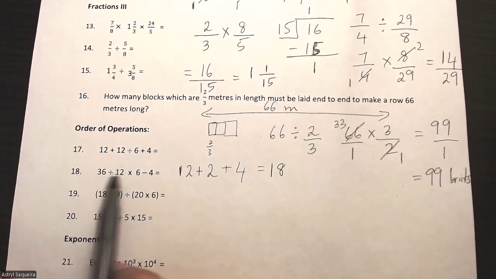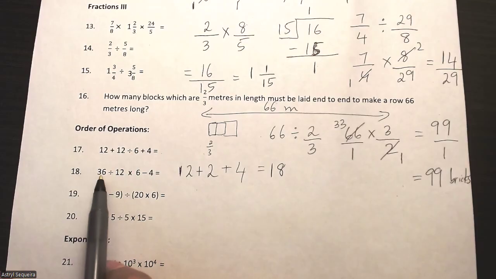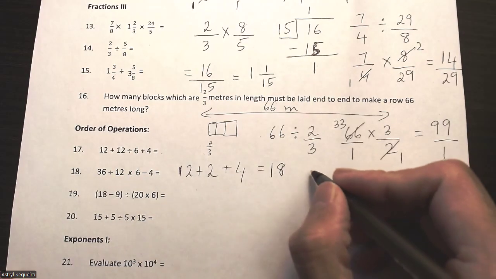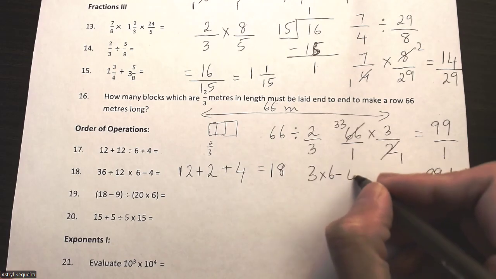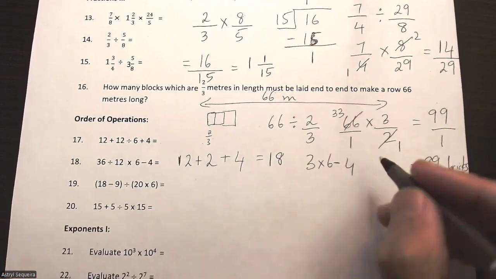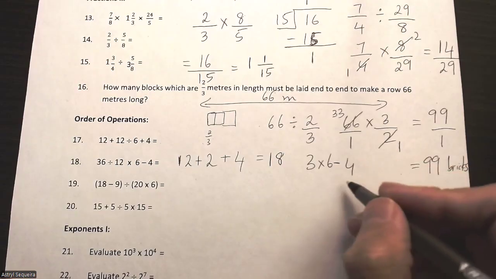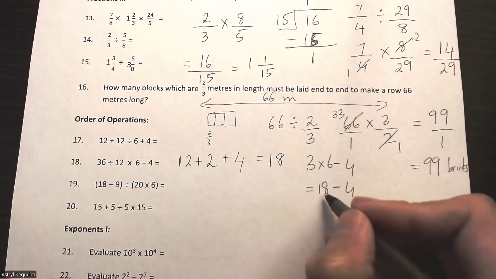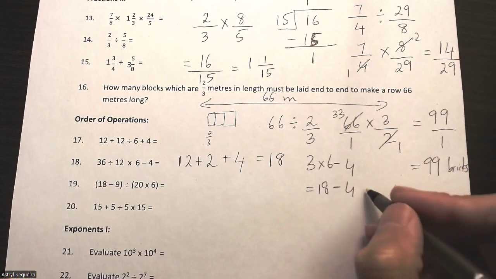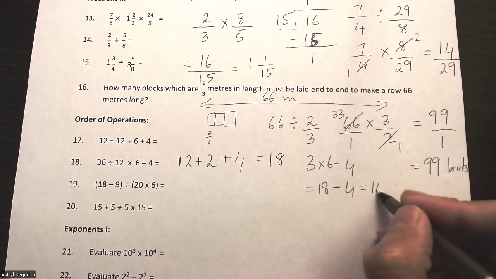Let's look at the second one here. The first thing I'm going to do is the division. So 36 divided by 12 is just 3. So I have 3 times 6 minus 4. Next is the multiplication. So 3 times 6 is just 18. And then 18 minus 4 is just 14.